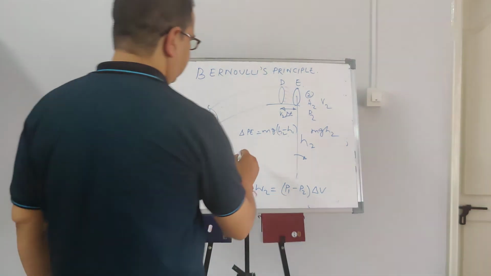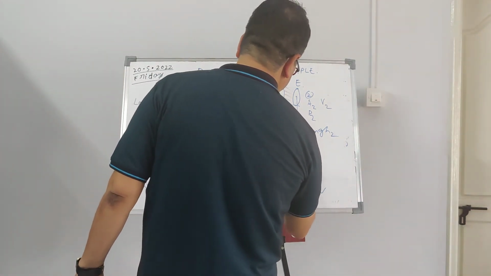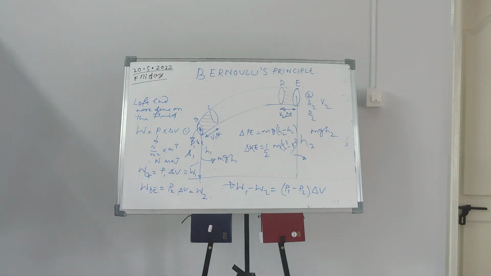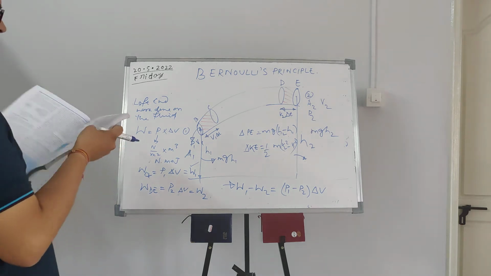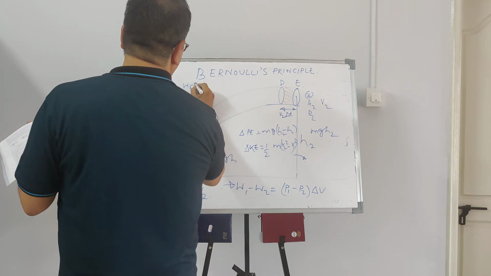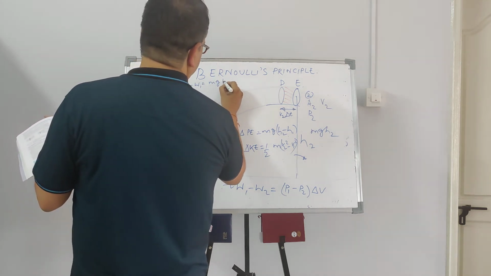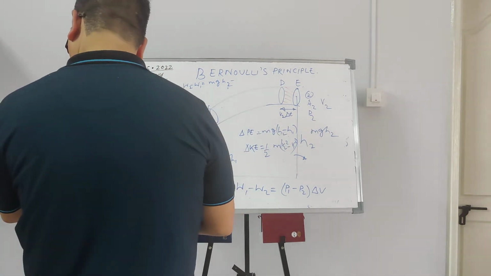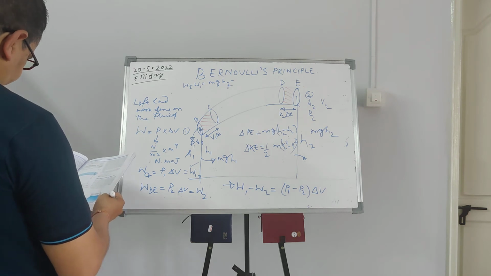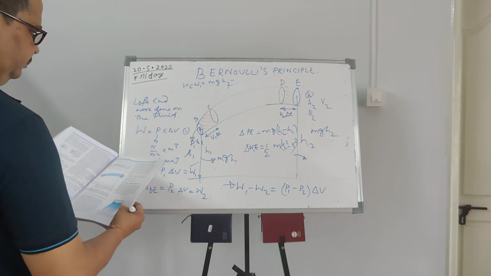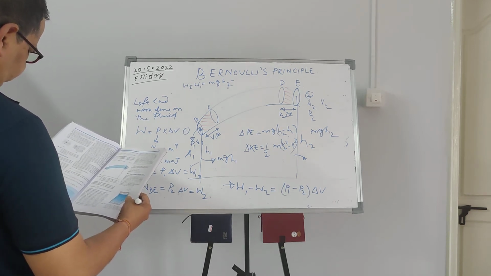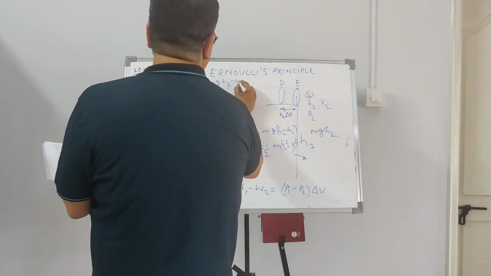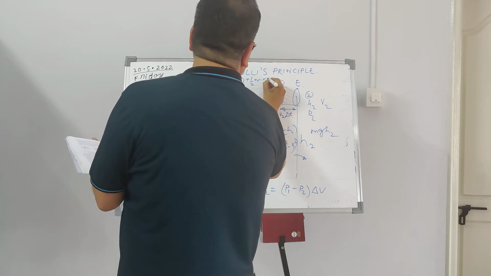So my delta KE will become half m (V2 square minus V1 square). This is my change in potential energy, so the total energy is the addition of both. Now W2 minus W1 is equal to mg(h1 minus h2), or W1 minus W2 is equal to mg(h2 minus h1) plus half m (v2 square minus v1 square).